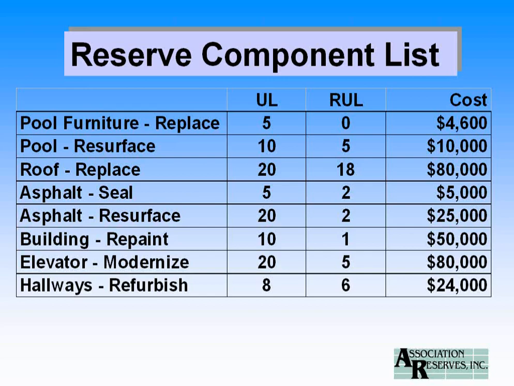Remember that a reserve component list for a small association will then have a different makeup than one for a large association, because some components that are significant to a small association may be under the level of reserve significance to a large association. A large association may do some of those projects just as part of the ongoing operational budget.